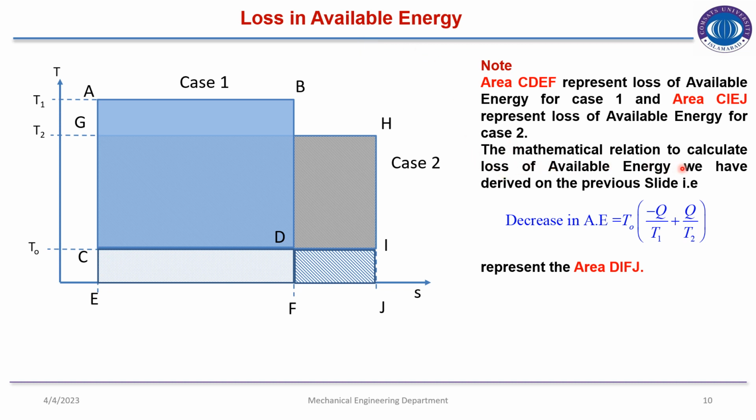The mathematical relation to calculate the loss of available energy, which we derived in the previous slide, is decrease in available energy equal to T0 times minus Q over T1 plus Q over T2, and it represents the area DIFJ. The light blue color diagonal lines represent the area of loss in the available energy. So that is another method from the TS diagram. You can find the value of loss in available energy with the help of area.